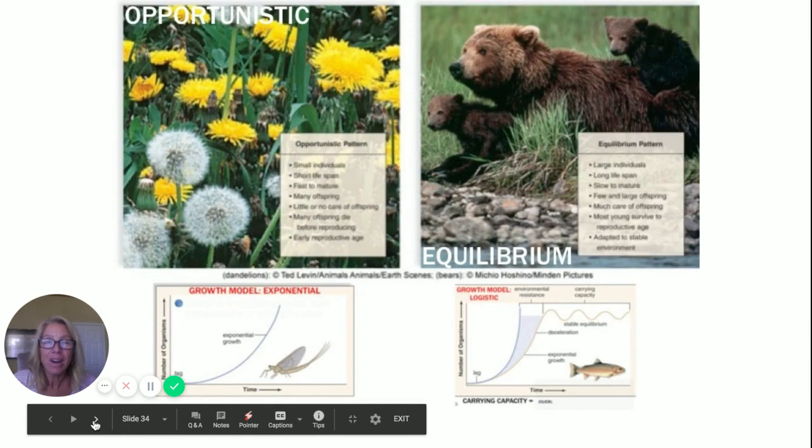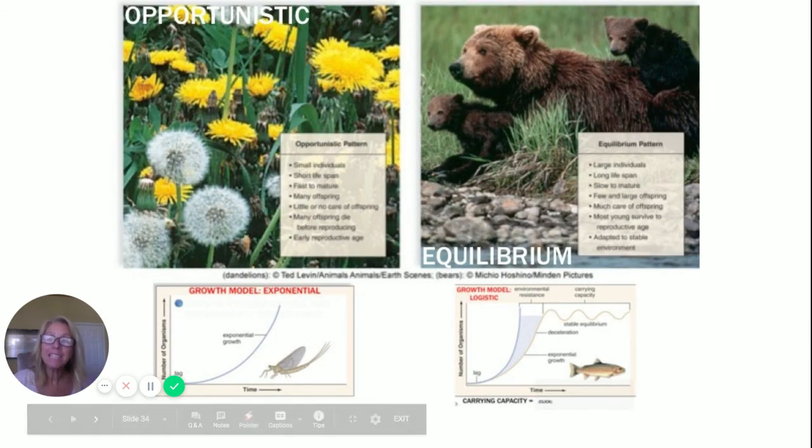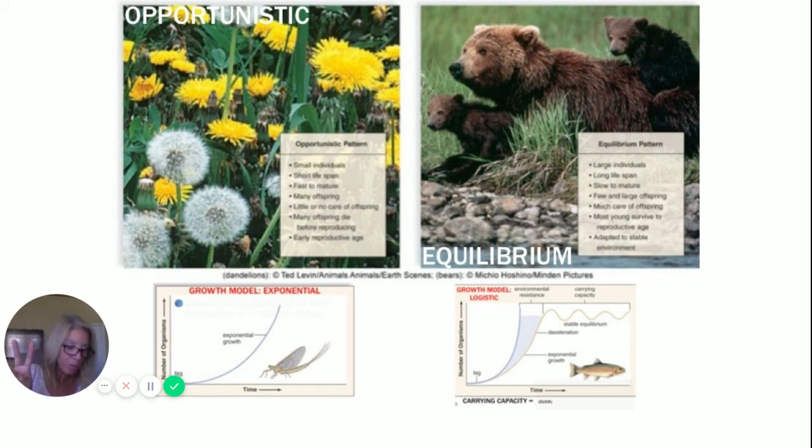All right, so the next part I'm going to save for video number 2, where we will look at the regulation of population growth. All right, that's all.